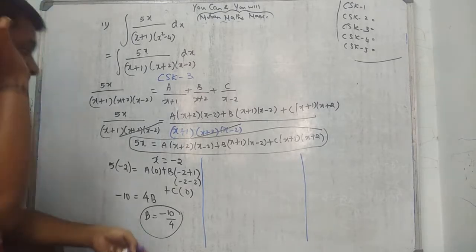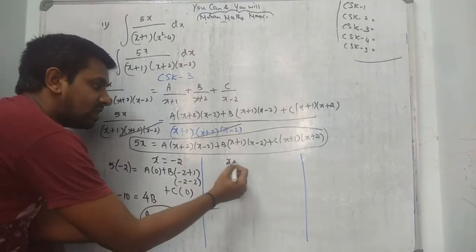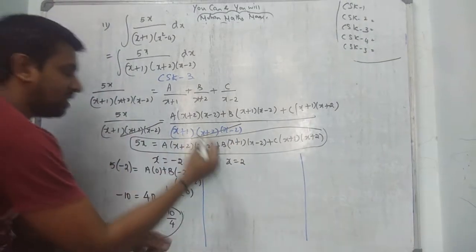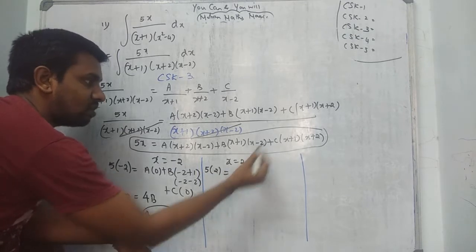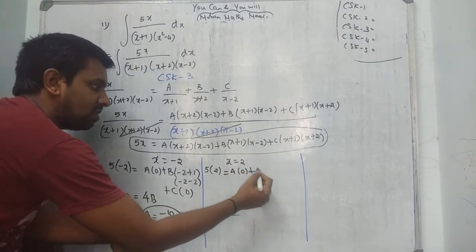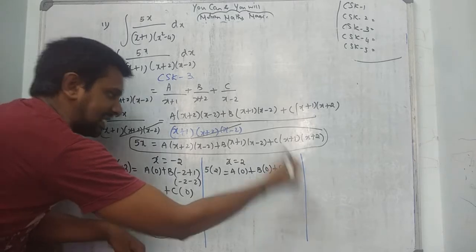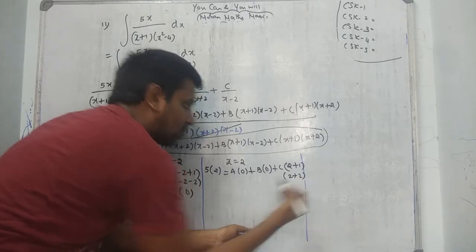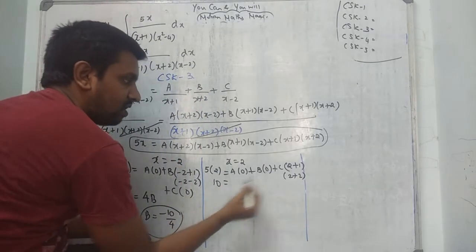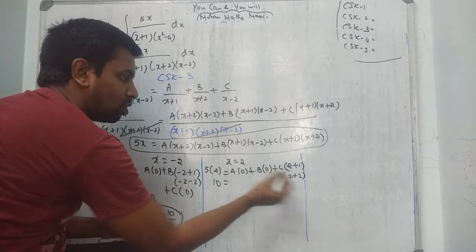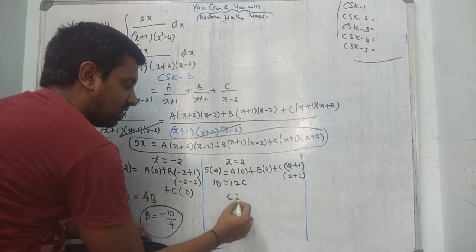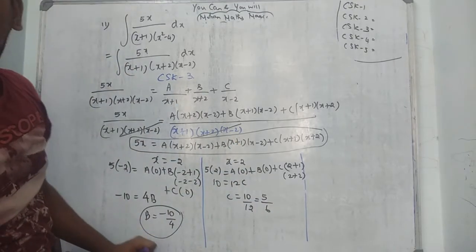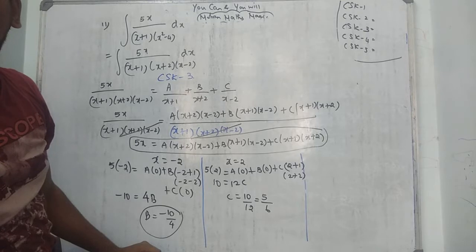Yes. Now we'll go for the next one. If I put x equal to 2, this will become 0 and this will become 0. For x equal to 2 on both sides: 5 into 2 equals a is 0, b is 0, and c: 2 plus 1, 2 plus 2. So I got 10 equals 3 into 4, 12, so 12c. I got c equal to 10 by 12, which you can simplify to 5 by 6. C equals 5 by 6.